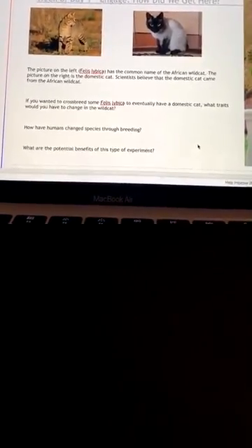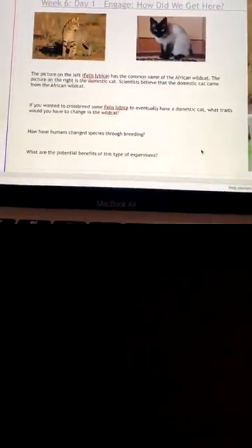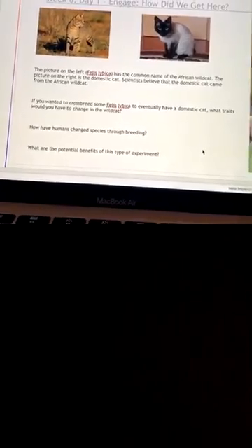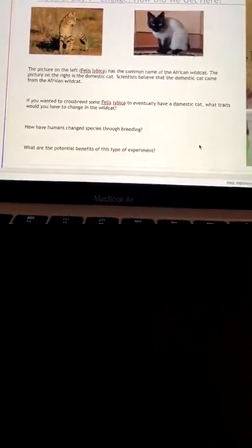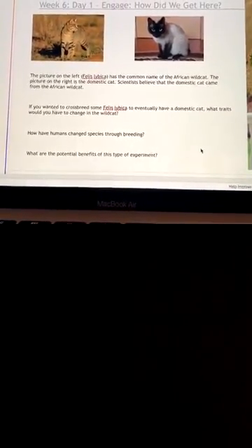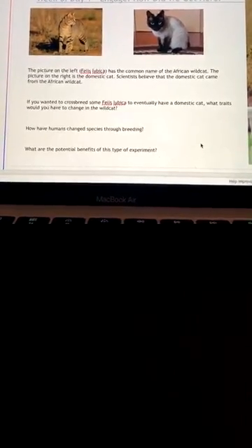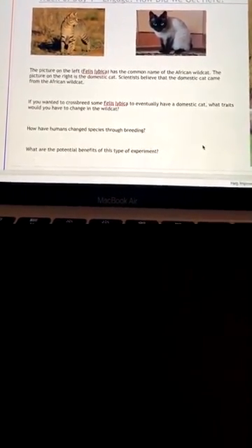why would it be beneficial to have a new cat as opposed to having this cat? They would be able to survive in both. Okay, there we go. Now we're getting somewhere. So, what are the potential benefits of this type of experiment? You could create a species that can survive in multiple environments. So, again, you can create a species that can survive in multiple environments. So, now I have a cat that might be able to survive in Africa and China.